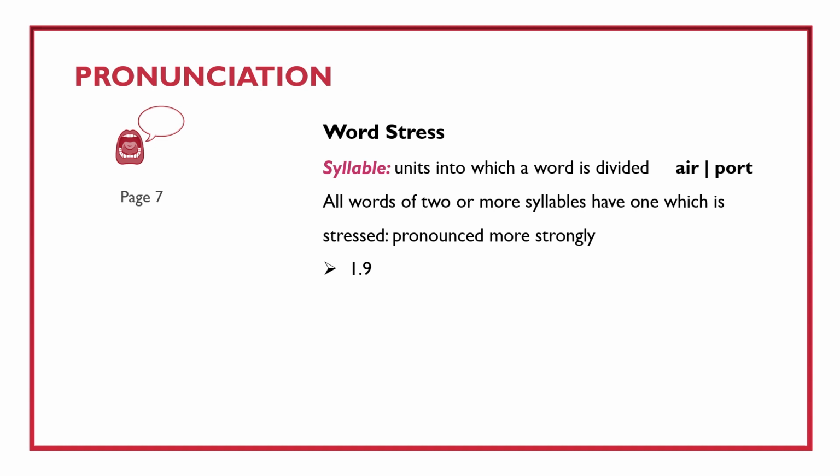All words of 2 or more syllables have 1 syllable which is stressed. So if our word is just a simple word like hot, it has only one syllable, so there's no stress. But if we have a word like airport, which has two syllables, it definitely has a stress on one of the syllables. And stress means that you have to pronounce that syllable more strongly.